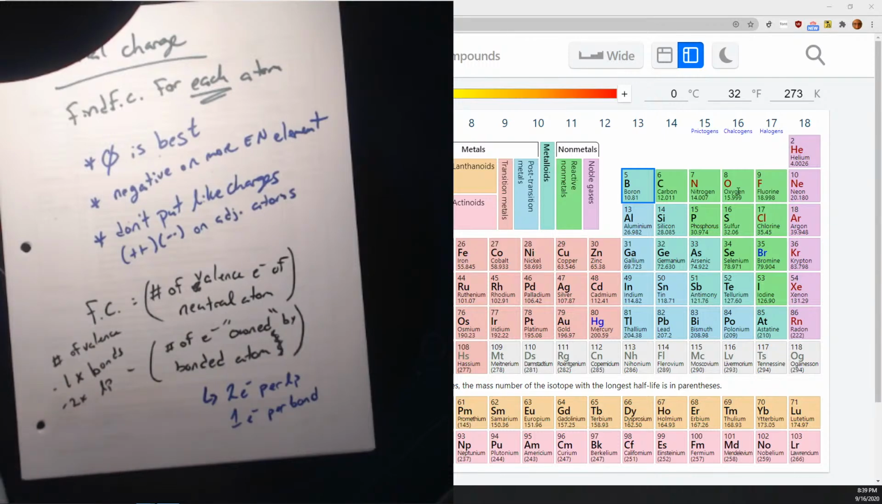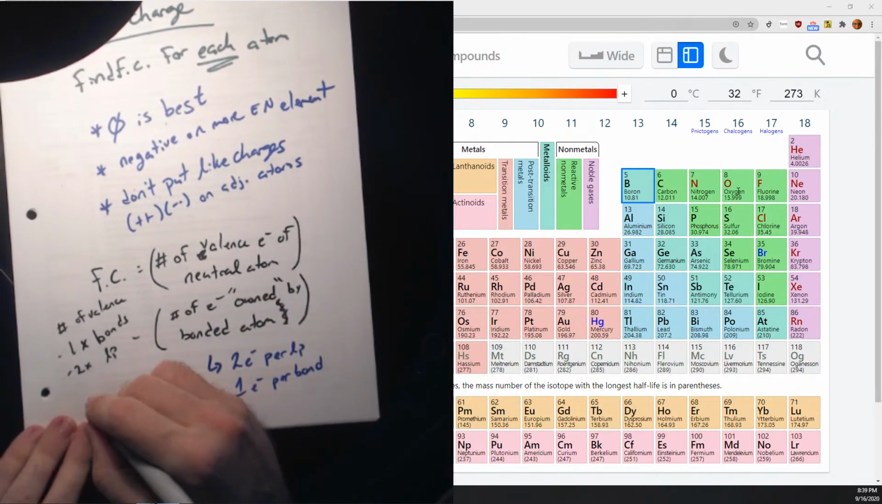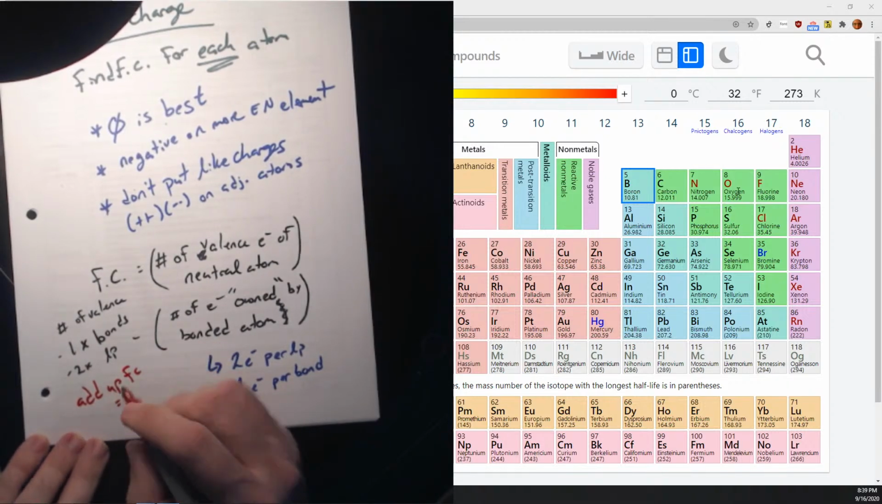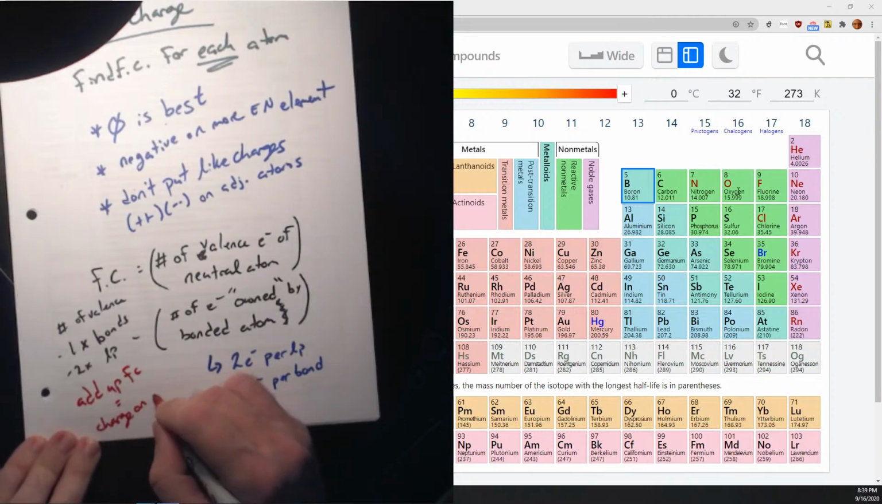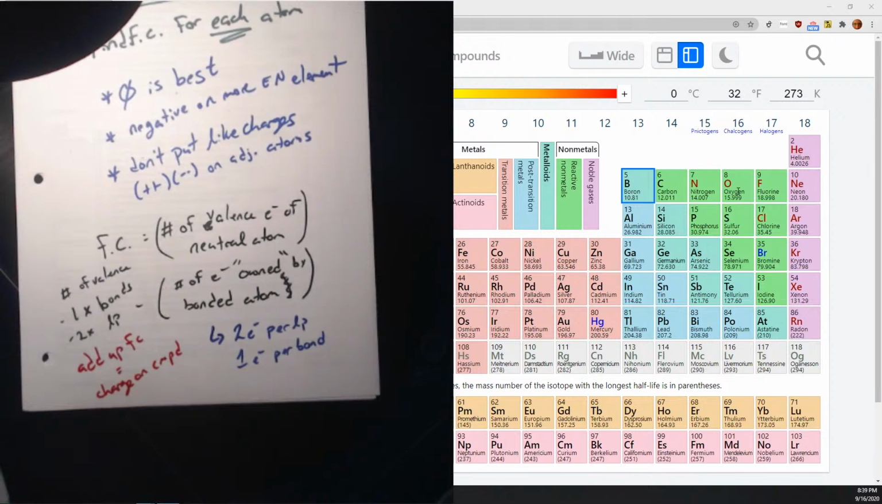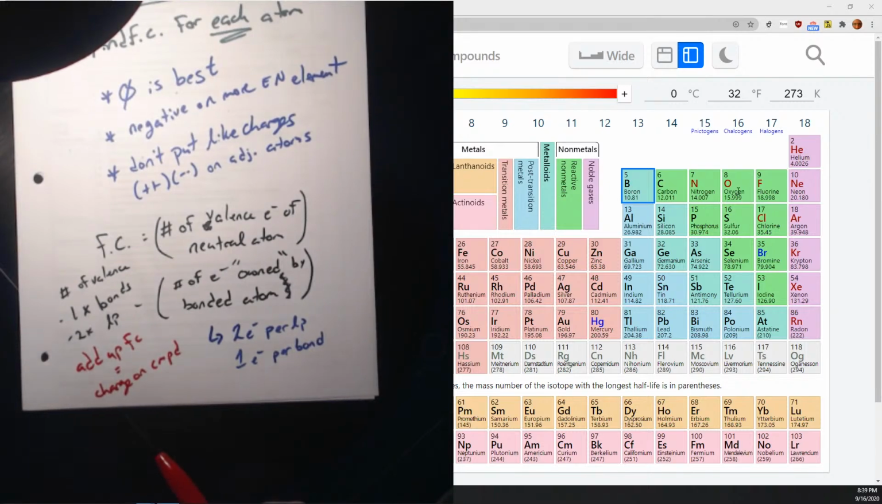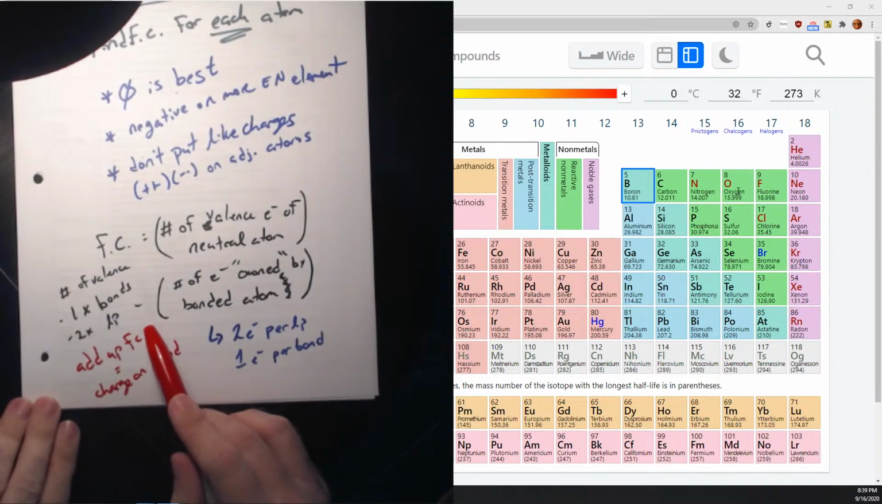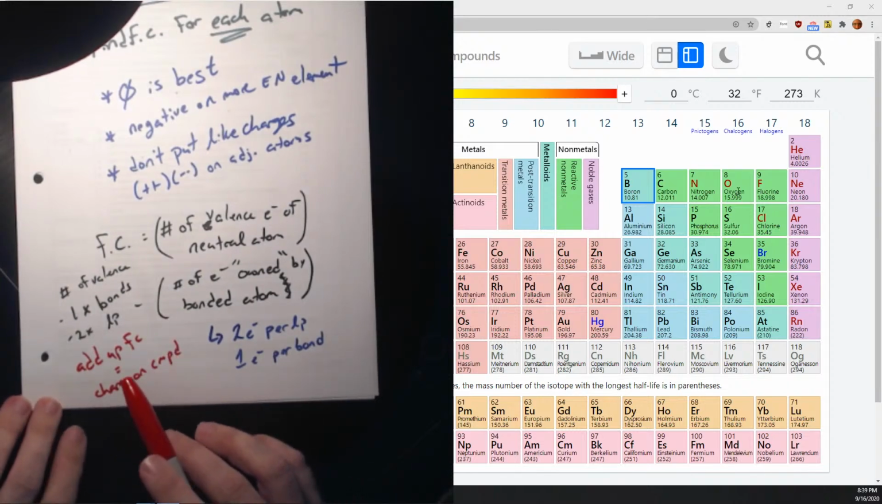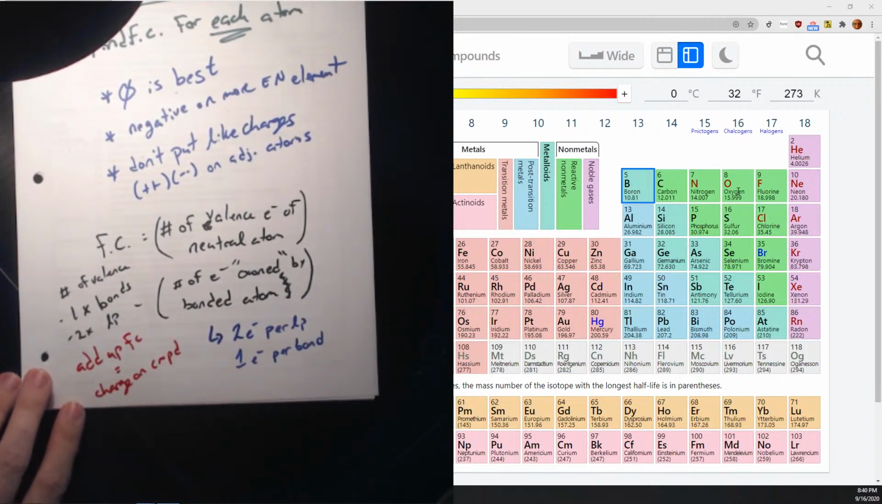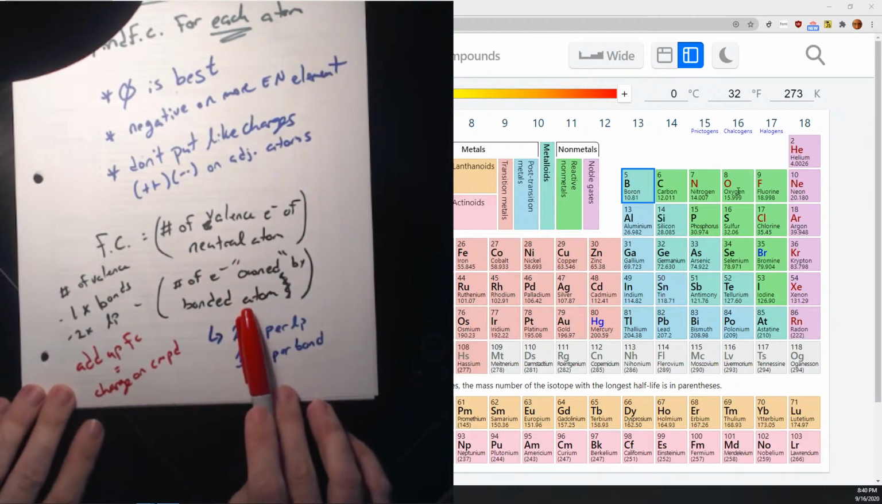Oh, one last thing. When you add up all your formal charges, they will add up to the total charge on your compound. CMPD is my abbreviation for compound. A molecule, in this case, chemical compound. So if you have a neutral compound, then you add up all the formal charges, they should add up to 0. Carbonate has a 2- charge, so you add up all your formal charges, they'll add up to -2. This is just a quick check to make sure you haven't done anything wrong.